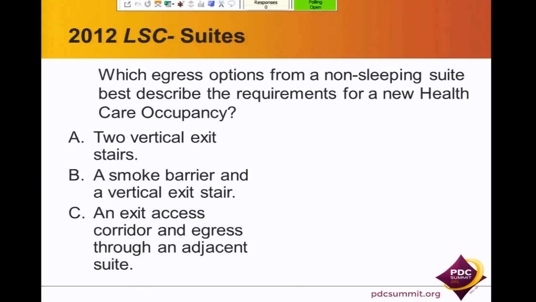Third question. On to suites. Which egress options from a non-sleeping suite best describe the requirements for a new healthcare occupancy? And we'll close the polling in just a moment.